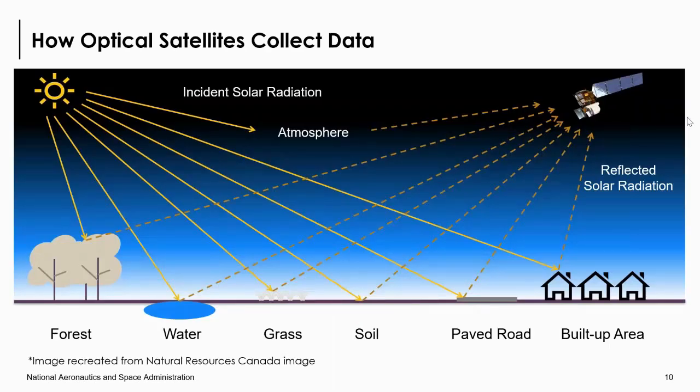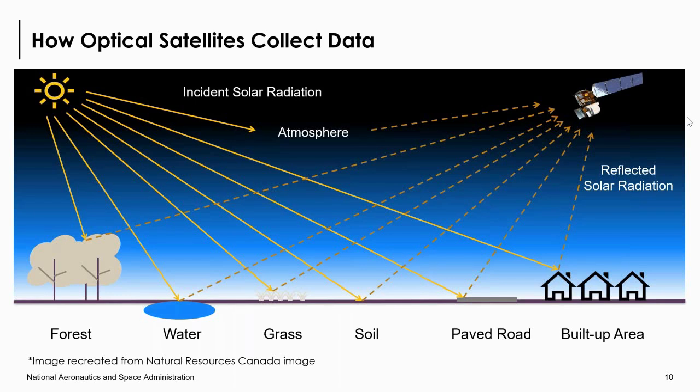So now that we've reviewed how objects interact with solar radiation, the next thing to understand is how the satellites and sensors collect that information. Passive remote sensing, such as Landsat, depends on the sun as the sole source of illumination. Solar radiation passes through the atmosphere, hits a target surface, such as a forest, water, or built-up area, like the example shown here, and the energy is either transmitted, absorbed, or reflected.